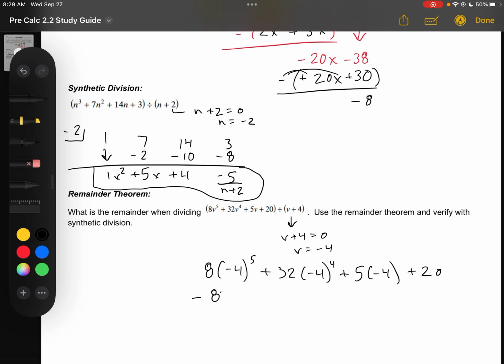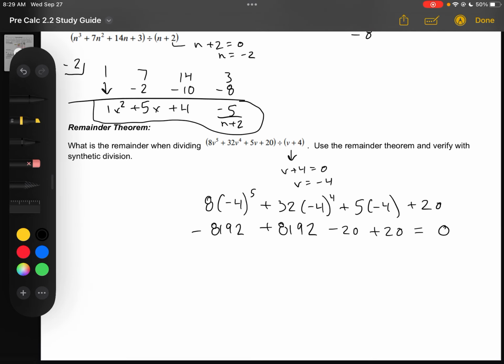So negative 8192 for this. Plus 8192 for this. Funny how that worked out. Minus 20 plus 20. You're going to see all these things actually do add up when you punch them in. That is going to give us 0. So we should have a remainder of 0. Verify this with synthetic division.